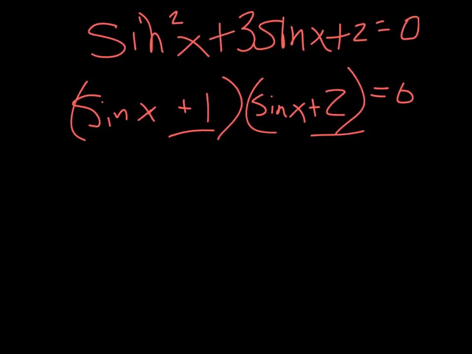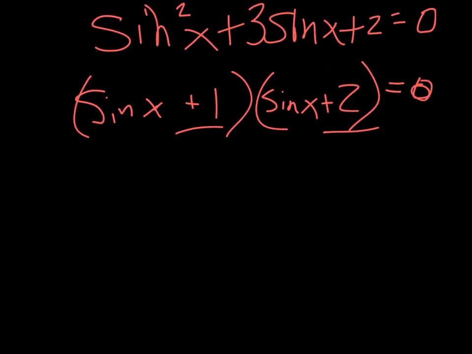What do you mean? Aren't we done? I got it factored, and it equals 0. No, you can't be done. You have to now write sine x plus 1 equals 0 and solve that. The other one gets weird.